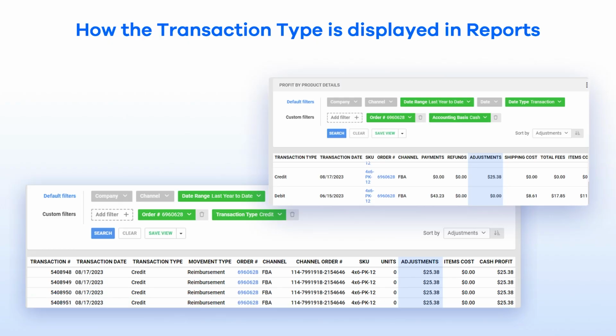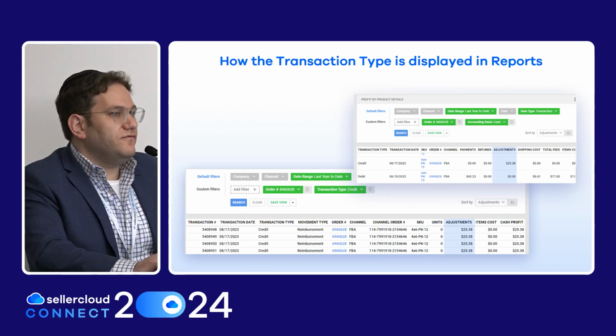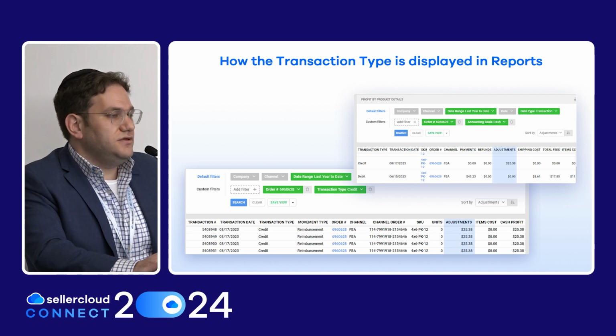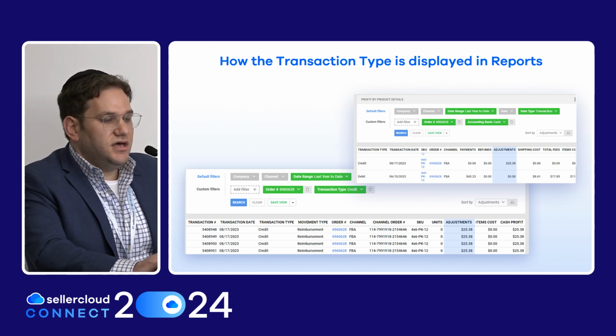And then for non-order transactions, on the product profit reports, it actually specifies the details of the specific non-order transaction type, but for anything order-related, it will either just show it as credit or debit, and then you'll see the values in the columns.